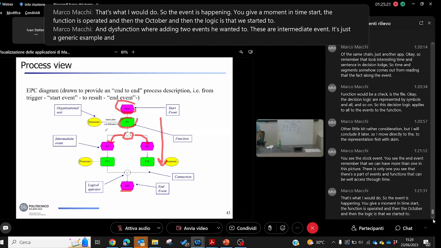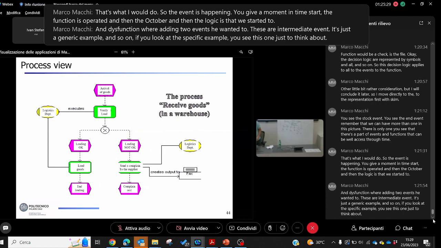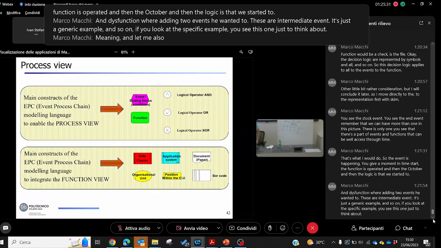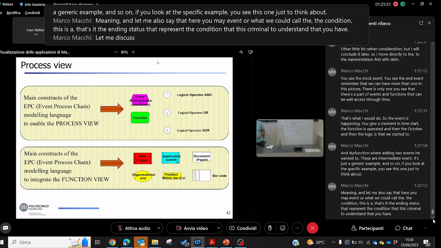And so on. If you look at the specific example, just to think about the meaning, let me also say that here you may have an event, or what we could call the condition, that is the ending status that represents the condition that is discriminant to understand which path you have to follow. Let me discuss a little bit. So, an event or ending status may be represented in this picture, in this symbolism.